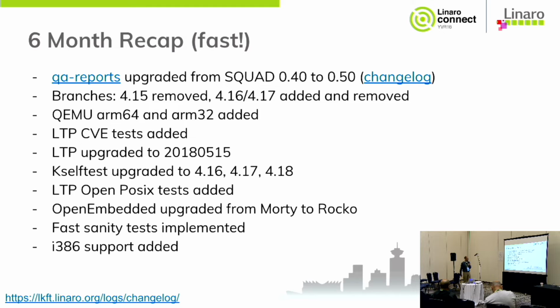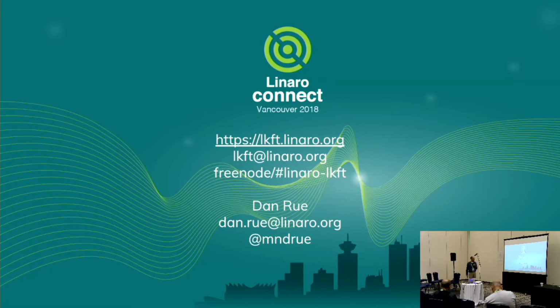We upgraded Open Embedded from Morty to Rocko. We implemented fast sanity tests. Right now our full regression set takes hours to run, and we had a request to get more of a smoke test. So for each branch, we have a separate email report that goes out. It just runs, I think, around 100 test cases in a single LAVA job. And so we have that. And we added Intel 32 support. And that's all I have.